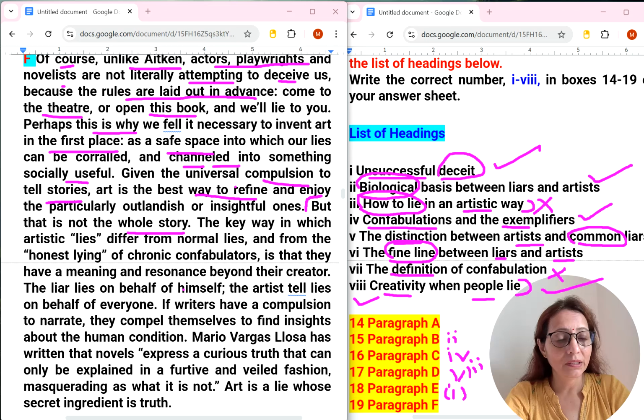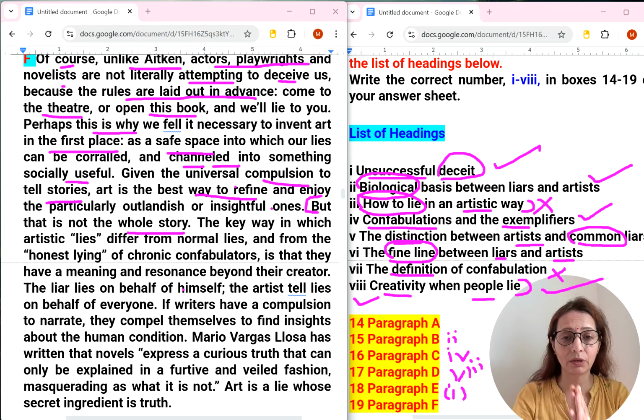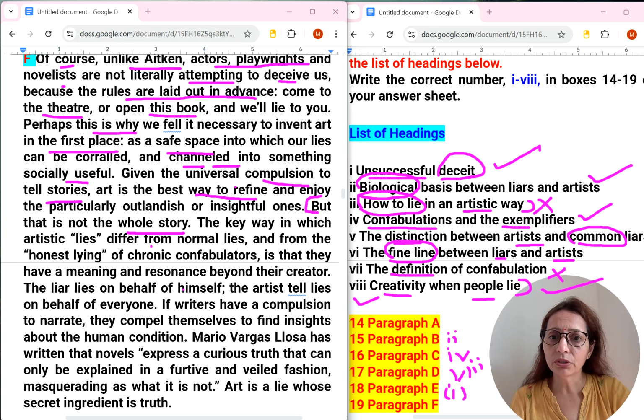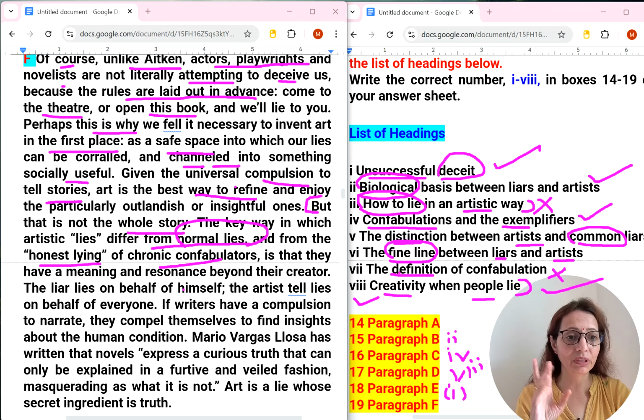Now, but word is here. As I told you, in any paragraph, if you find these words, but, however, and all, it means the meaning will change. The key way in which artists' lies differ from normal lies and from the honest lying of. So here, I think they are talking about distinguishing between artist and common liar. See, this differs from normal lies. So they are just distinguishing between these two persons.